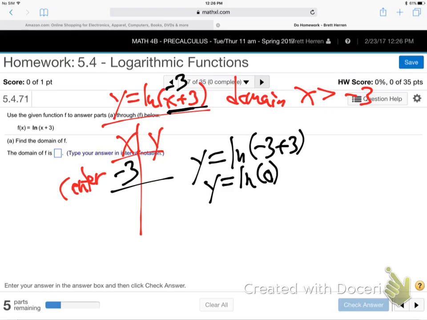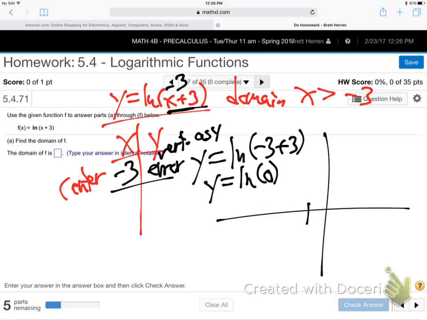Oh, that's right. You can't put 0 or negatives in a log. It's an error. Remember, you can't put 0. Go ahead and check if you want to. You can't put 0 or negative in a log, and we just put 0 in a log. That's a no-no. That's an error, and that's super important. You know what that error is? It's our vertical asymptote. That's where your vertical asymptote is. Go ahead and put that on the graph right now.